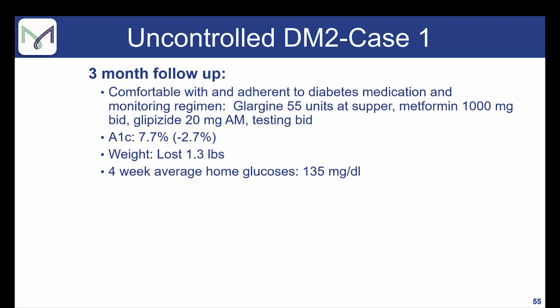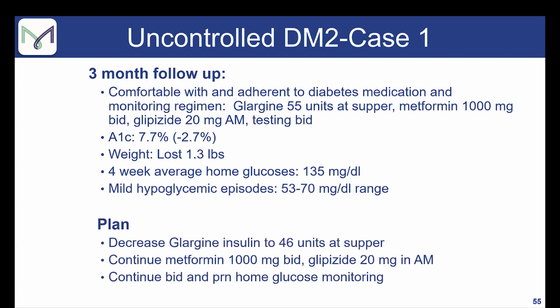Often when you tighten control, you expect them to gain a little. She was using a home glucose meter. Her 4-week average home glucoses were now at 135, and she was actually starting to have some mild hypoglycemic episodes during the day. So our plan at that time was to just reduce her glargine insulin to 46 units, continue her oral meds as is, and nowadays we would put her on a CGM.